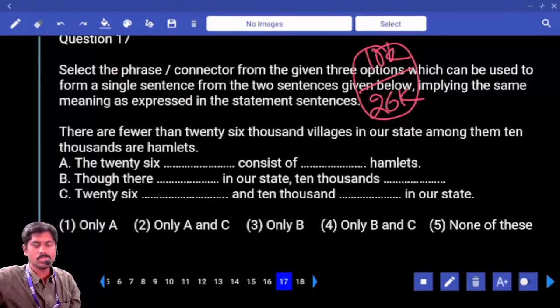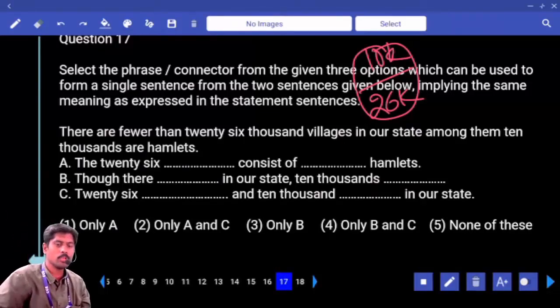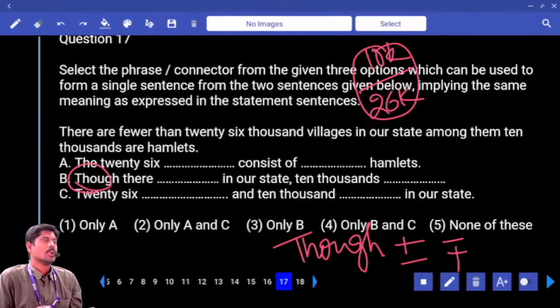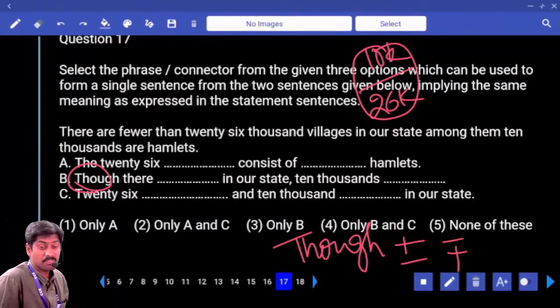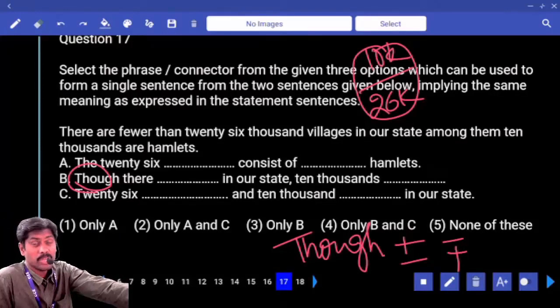The 26,000 villages in our state consist of 10,000 hamlets, maybe. Though, although, even though, why do I use them? I use them to combine a positive sentence and a negative sentence, or a negative and a positive sentence. To combine contradictory statements, I require though, although, even though. Now, though there are 26,000 villages in our state, many people are living in cities.